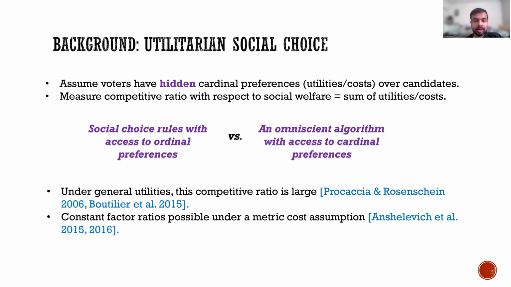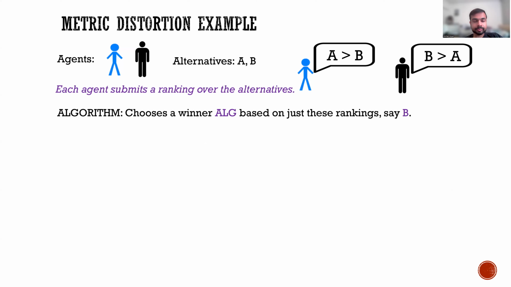However, if we assume that the voters and the candidates are embedded in a metric space and that the distances give the metric cost between a voter and a candidate, then constant factor ratios are possible. Here is a small example. Let us say we have two voters and two candidates, and one voter prefers A over B and the other prefers B over A. The algorithm has to choose a winner by looking at these rankings, and let us say that it picks B.